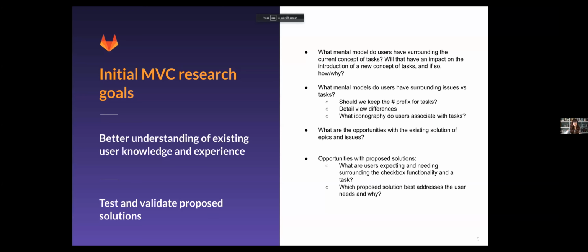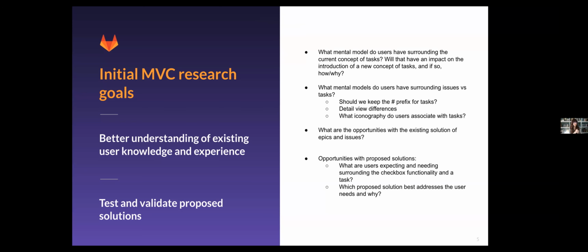So for the MVC, there are goals that I have in terms of research. The top two goals are to have a better understanding of existing user knowledge and experience, as well as to test and validate some of the proposed solutions. So I have questions surrounding mental models users have about the current concept of tasks, as well as mental models that users have surrounding tasks versus issues, because they can conceptually be similar. So I want to understand that.